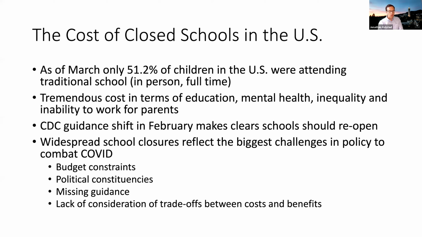And what we want to do is, we're interested intrinsically in this question of how can we reopen schools. We also think this is informative as a sort of reflection of the bigger challenges in policy that we've had in combating COVID, right? It combines real budget constraints, incredibly powerful political constituencies, largely missing guidance in terms of what actually to do. And frankly, at the end, you put those together, there's almost a complete absence of considerations of trade-offs between costs and benefits, that those aren't coming together. And so we're going to try to, in our own little way, ameliorate some of these issues and maybe bring some clarity to this discussion.